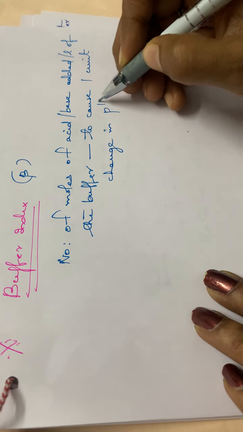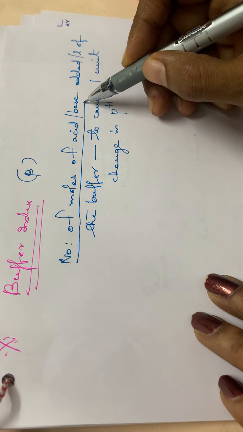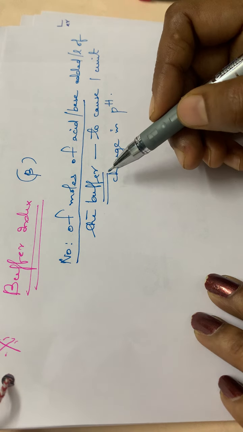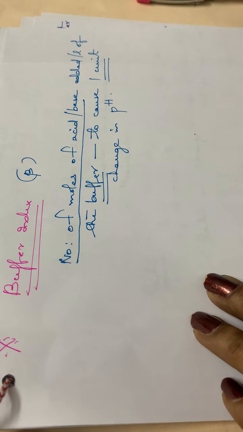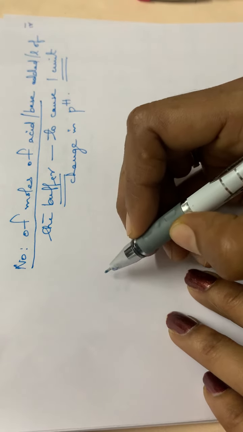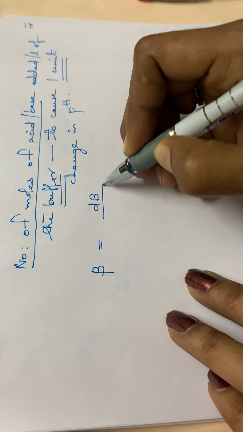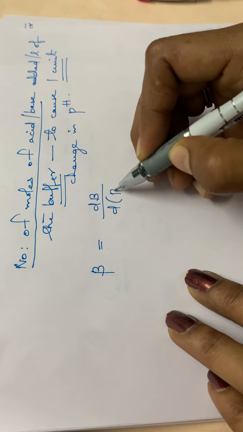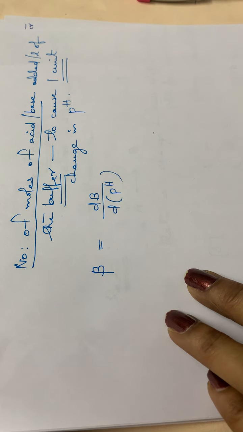So this is the definition for buffer index. It is the number of moles of acid or base added to 1 liter of the buffer solution to cause 1 unit change in pH. And also there is a formula for calculating buffer index. Buffer index beta is equal to dB divided by dpH. That is a change in B value divided by a change in pH.